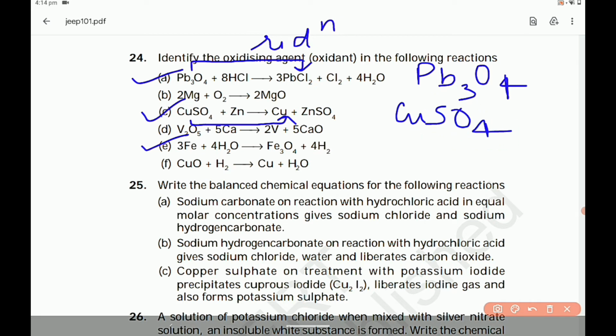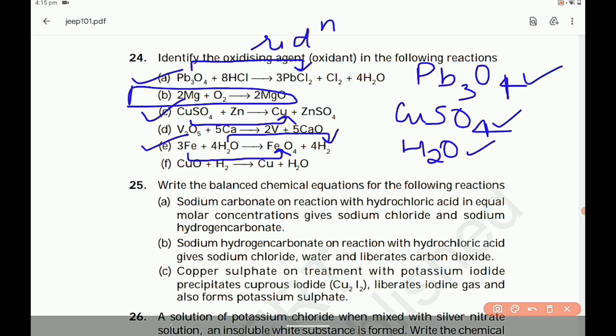Luckily, we are having the first ones itself. Here, iron is gaining oxygen, so it's oxidation, not here. Water is losing oxygen, so it's undergoing reduction. So here, water is the oxidizing agent, or it's the oxidant. These are the answers. Again, I want you to comment about the second, the fourth, and the last one, sixth.